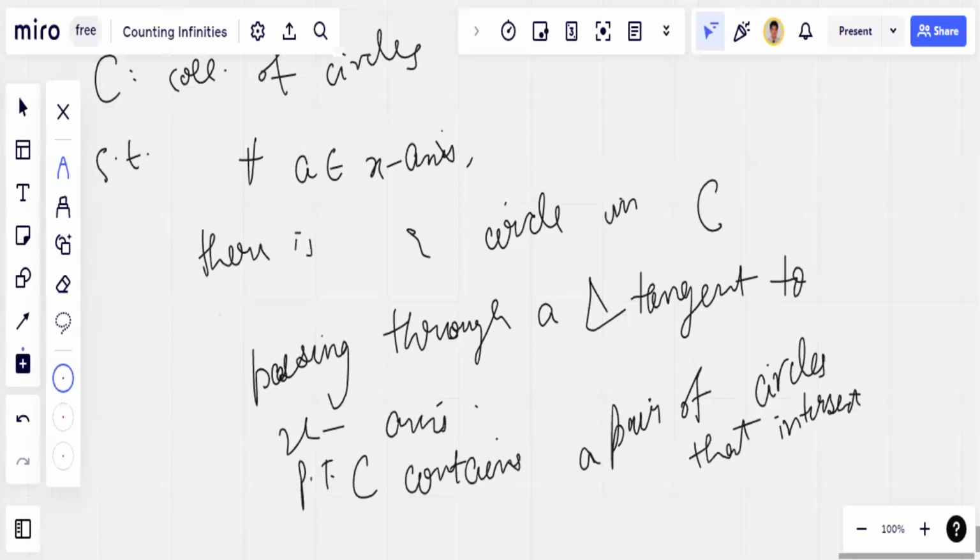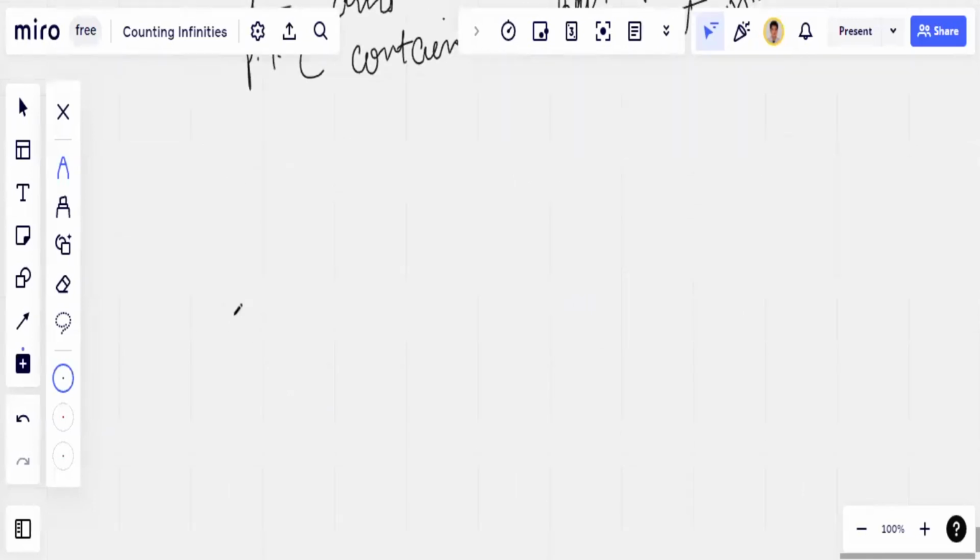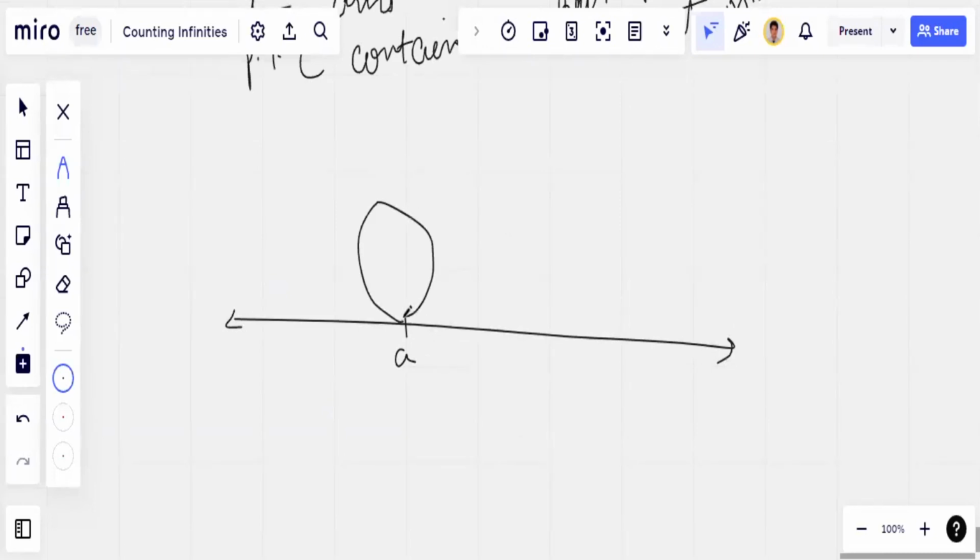Circles intersect tangentially, one positive and another negative. No, you're just given this: for every point A on X, there exists some circle which is tangent to A. It can be in this direction as well, or in this direction as well. But there should be at least one such circle of this form.